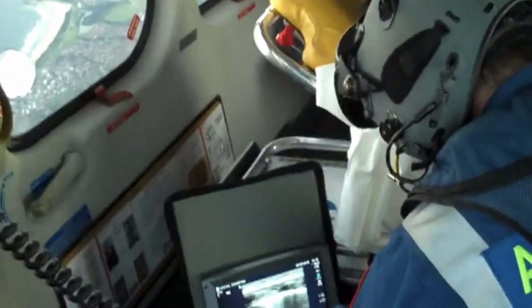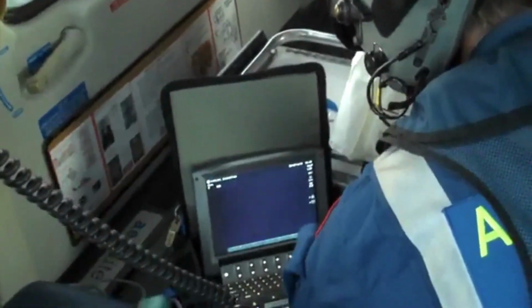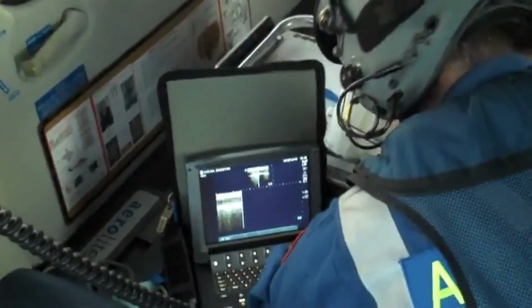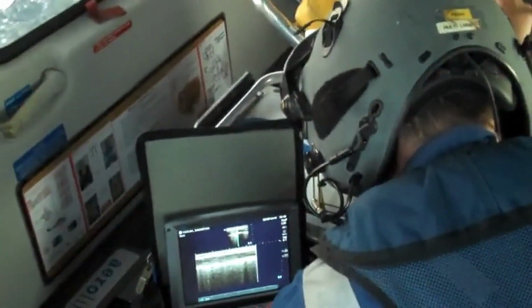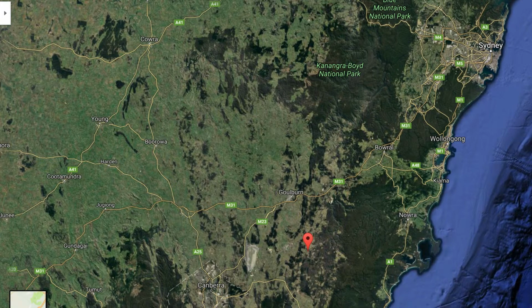The FAST scan and advanced ultrasound techniques are even being performed at 4,000 feet and up to 400 kilometers away from the major trauma center. One such case that highlights this use from our service involved an Army cadet vehicle that rolled on a straight stretch of road some 200 kilometers northeast of Canberra.